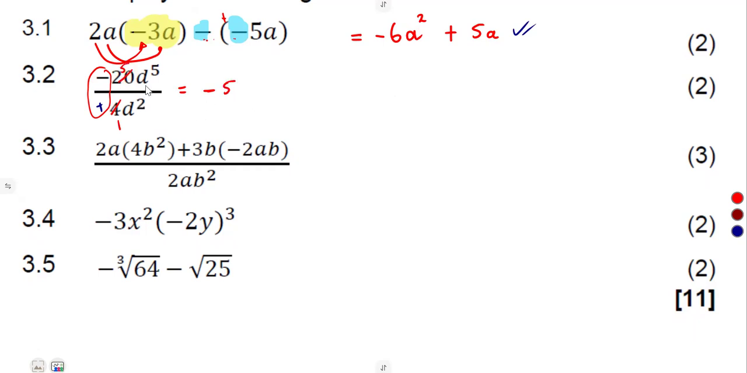Then on this part, it's a division. Simply subtract the exponents. 5 minus 2. All right? You're dividing same bases. The bases which are the same, simply subtract your exponents. So it's 5 minus 2, which is 3.